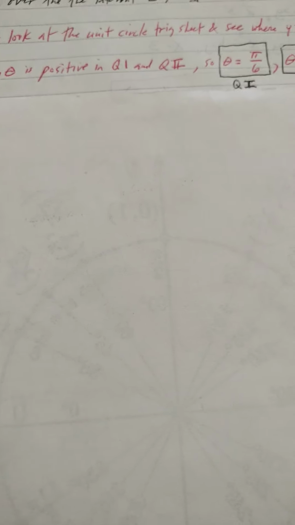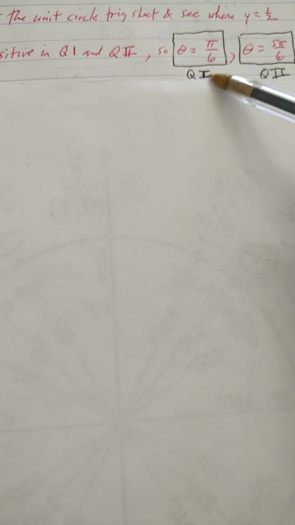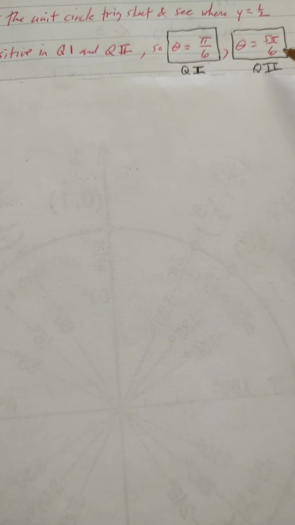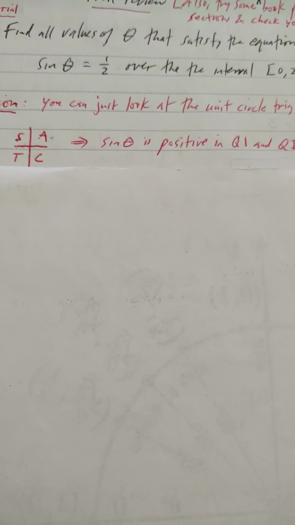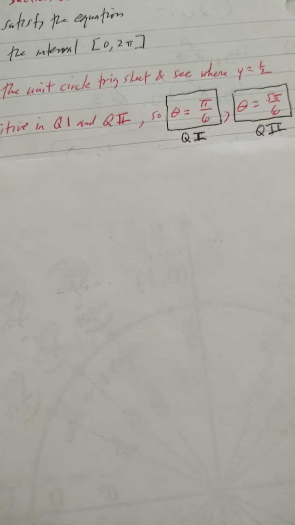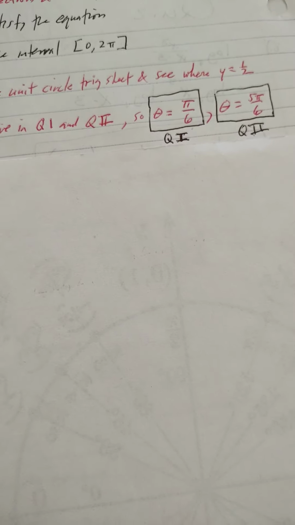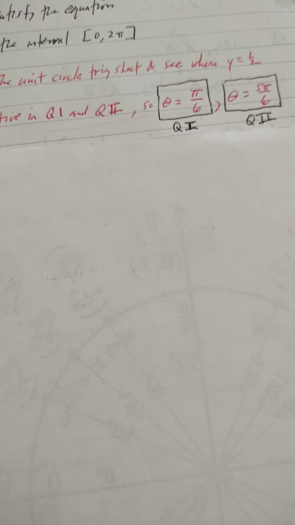The easiest way to do that is to look at your trig sheet, which I'm going to show you in a second. But here's the answers. In quadrant 1, theta is equal to pi over 6. In quadrant 2, theta is going to be 5 pi over 6. So those would be the answers to this equation. When theta is that quadrant 1 angle and that quadrant 2 angle, you'll get 1/2. And again, the angles are pi over 6 and 5 pi over 6. Let's show that's really true.